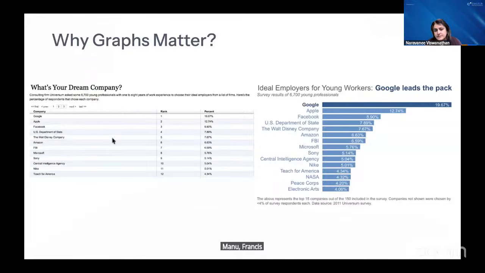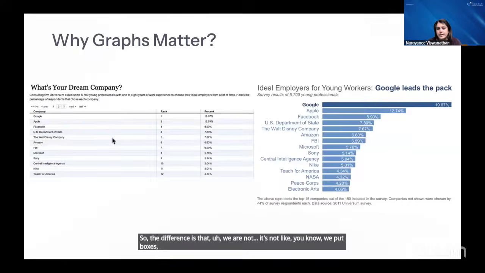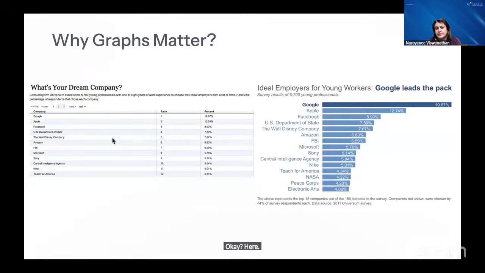Manu, Francis, and others, the difference is that it's not like we put boxes. In terms of representation, you can see that the majority of graphs are structures which would be basically lines or circles. The data that we have is going to be represented either in terms of area or angles or the length, width, breadth, something like that. These are the variations. Am I making sense, everyone, how it is different from pictures?